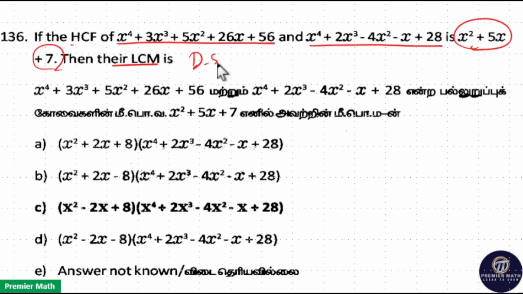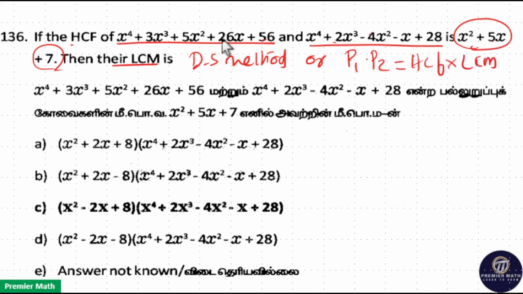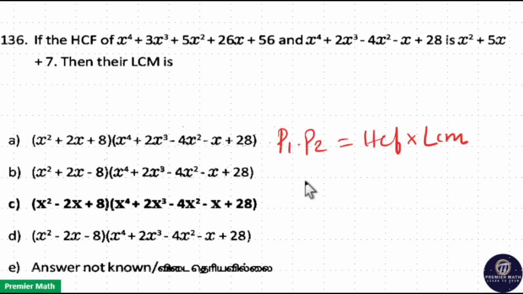Either you can use the digital sum method here, or you can use the equation, that is, the product of these two polynomials, P1 into P2, is equal to the product of their HCF and LCM. So, HCF into LCM is equal to the product of these two polynomials. If you are using the second method, LCM is equal to P1 P2 divided by HCF, which is x square plus 5x plus 7.